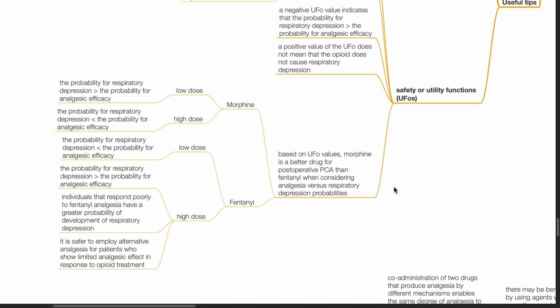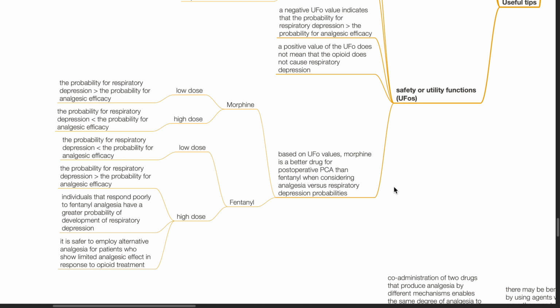For low-dose morphine, the probability for respiratory depression exceeds the probability for analgesic efficacy. For high-dose morphine, the probability for respiratory depression is lower than the probability for analgesic efficacy. For low-dose fentanyl, the probability for respiratory depression is lower than the probability for analgesic efficacy. For high-dose fentanyl, the probability for respiratory depression exceeds the probability for analgesic efficacy.